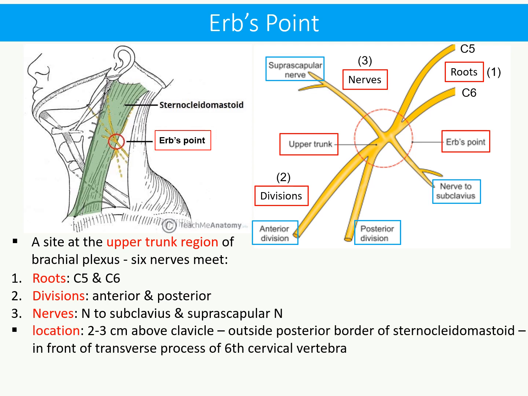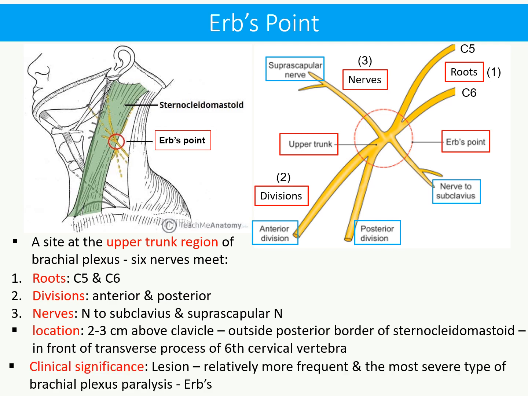It is located 2 to 3 centimeter above the clavicle along the posterior border of the sternocleidomastoid in front of the transverse process of 6th cervical vertebra. Lesions at this site are relatively more frequent, and the most severe type of brachial plexus paralysis is Erb's paralysis, which is also named as Erb-Duchenne paralysis.